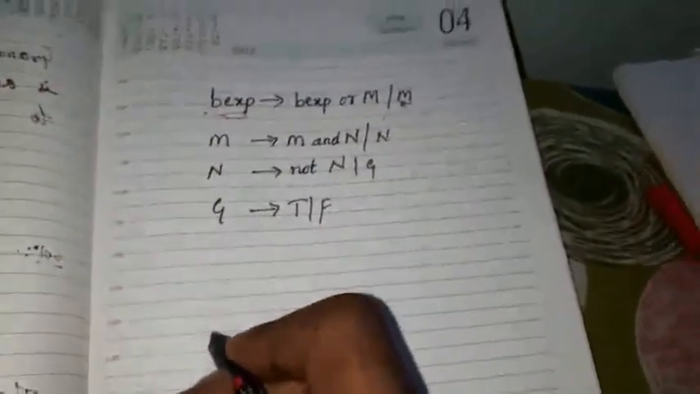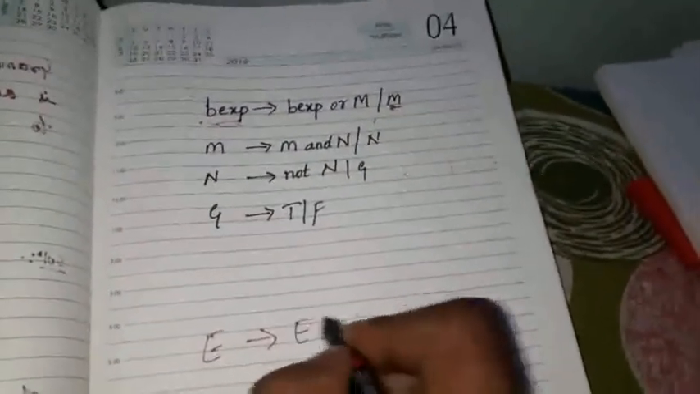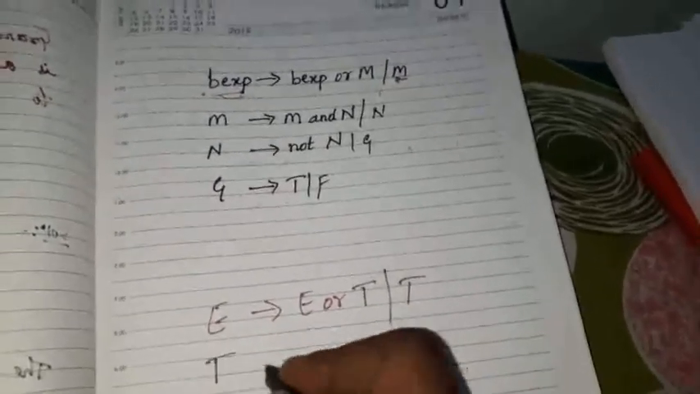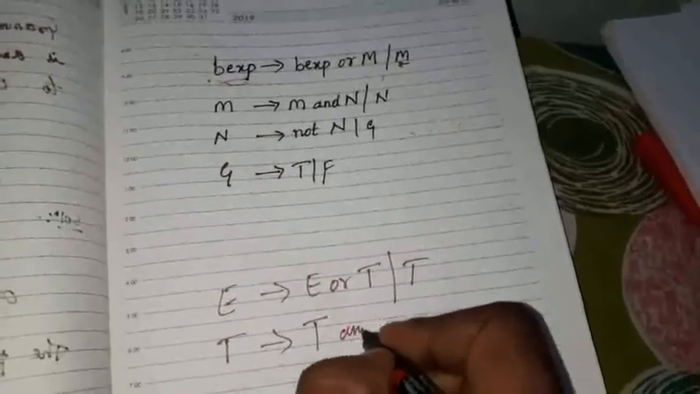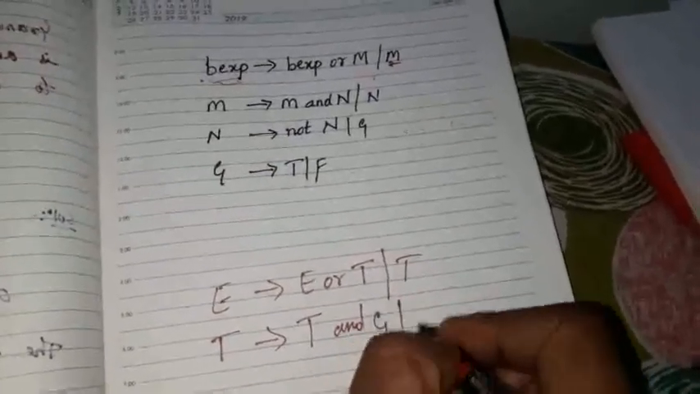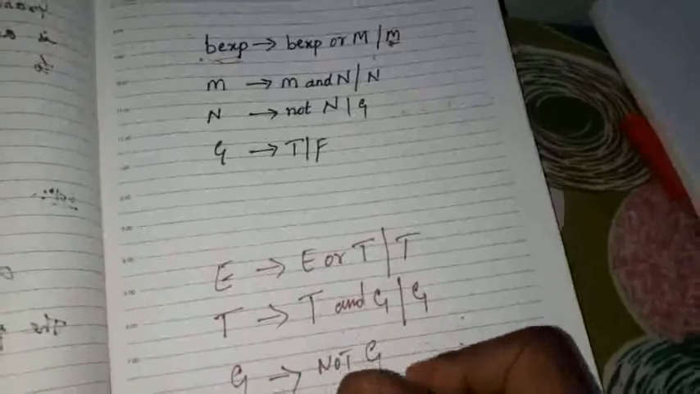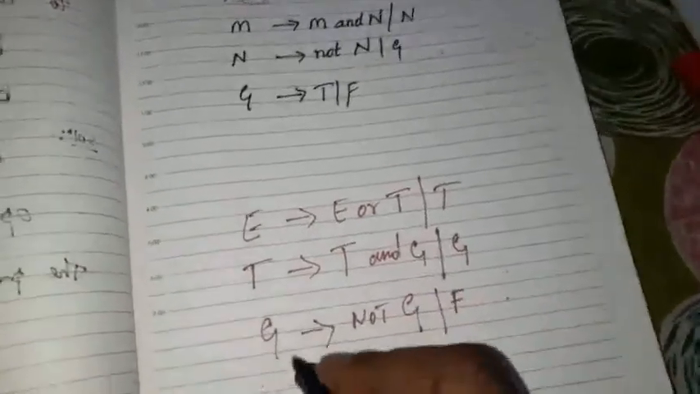This can also be written as: E tends to E or T bar T, T tends to T and G bar G, G tends to not G bar F, where F can be true or false. So like this, we have proved that this is unambiguous. So from an ambiguous grammar, we have reached an unambiguous grammar. So I'll just revise it once.